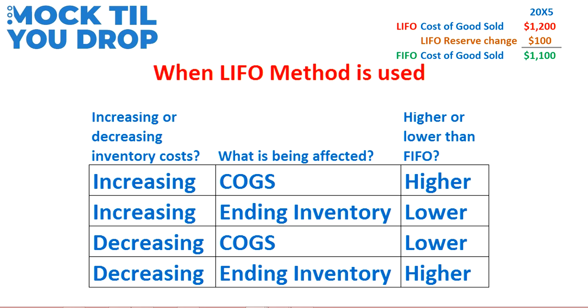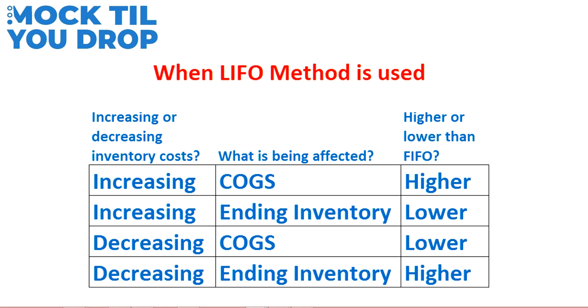Now, the opposite will be true for ending inventory because we're taking the more expensive inventory items away for cost of goods sold and leaving the least expensive inventory items under LIFO. If you go back to the previous slide, you'll see that the ending inventory for LIFO is going to be lower than the ending inventory under FIFO. And the opposite will be true under a decreasing inventory environment.